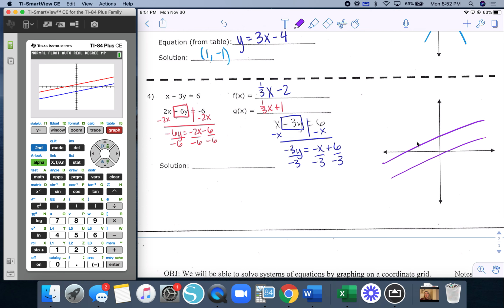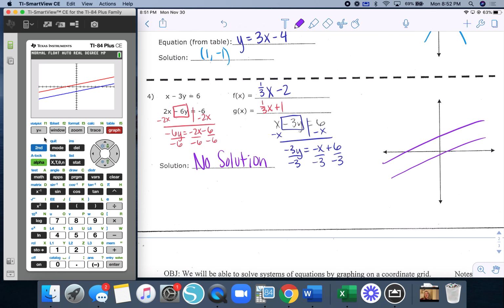So I'm looking at these lines, I'm looking at these slopes, I'm noticing my equations are not the same, but their slopes are the same because these lines are parallel. Because these lines are parallel, my solution is no solution or none, because these lines will never ever cross, so I cannot find an intersection.